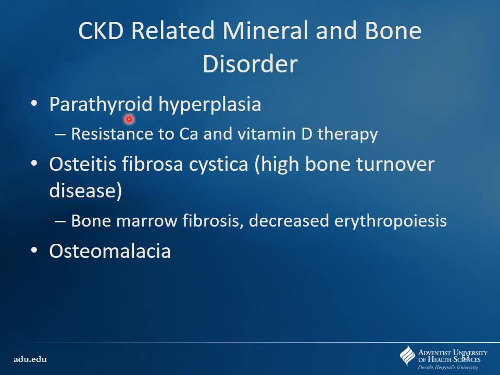So again, we're going to see that parathyroid hyperplasia is where we have what we call osteitis fibrosa cystica, where we have that really high bone turnover due to the increased osteoclast activity, where you can see decreased erythropoiesis as well, and osteomalacia happens here.